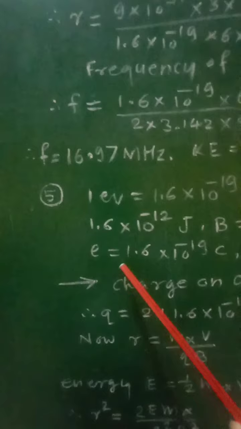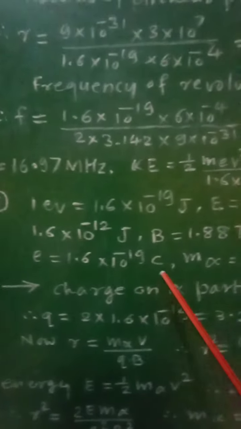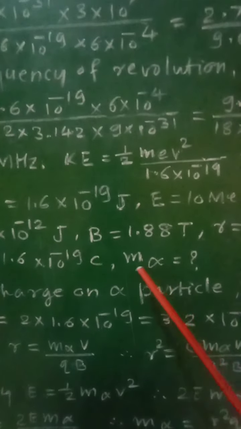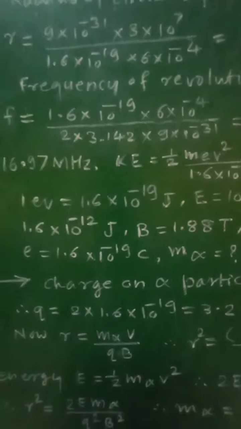0.242 meter. Then charge on electron is equal to 1.6 into 10 raised to minus 19 coulomb. And we have to find out mass of the alpha particle, that is m alpha. So let us see its solution.